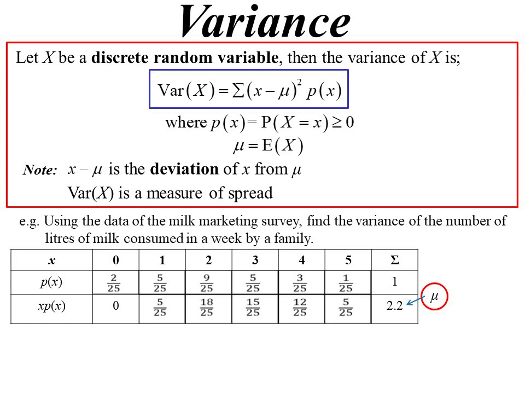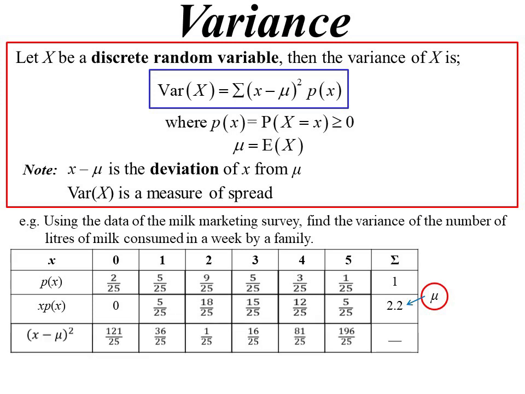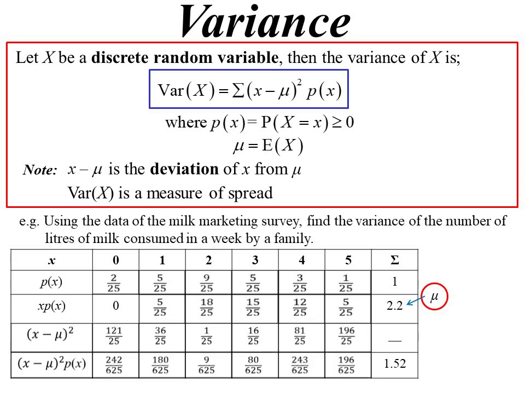So how do we now change this table to get more information? Well, now I need to know what (x minus the average) squared is. So for each one of those, I'm going to go x minus 2.2 and then square it. And there's my answers down below. I actually want to know that number times p(x). So now I multiply that one with p(x), and then that's the row I sum, and I get 1.52. So the variance is 1.52.